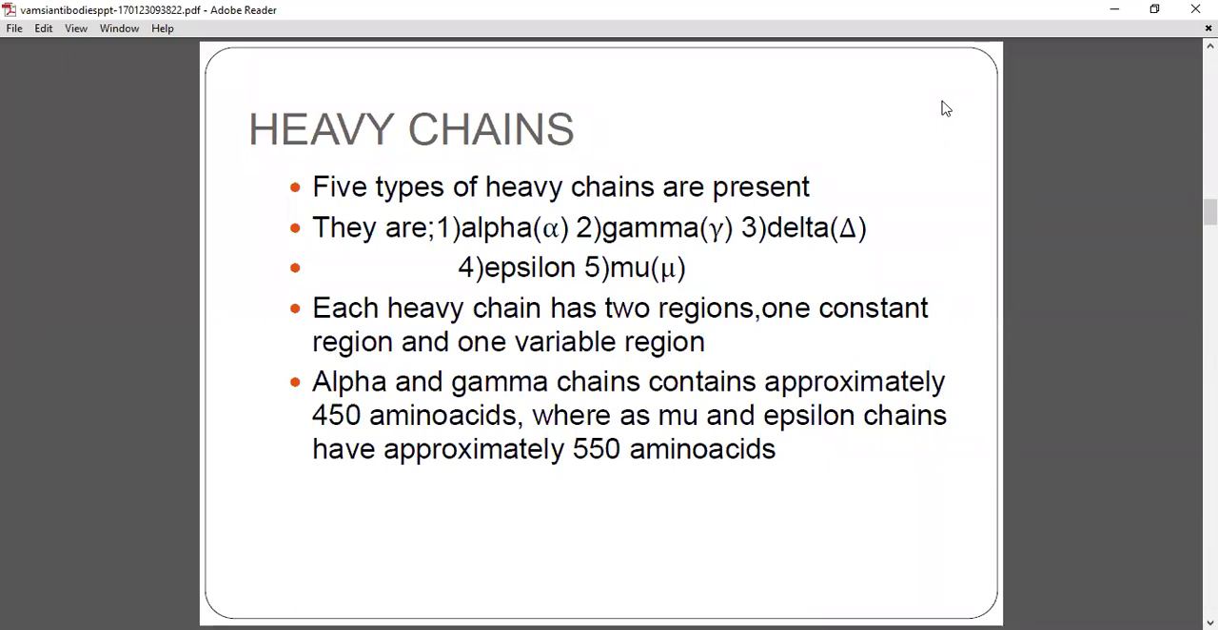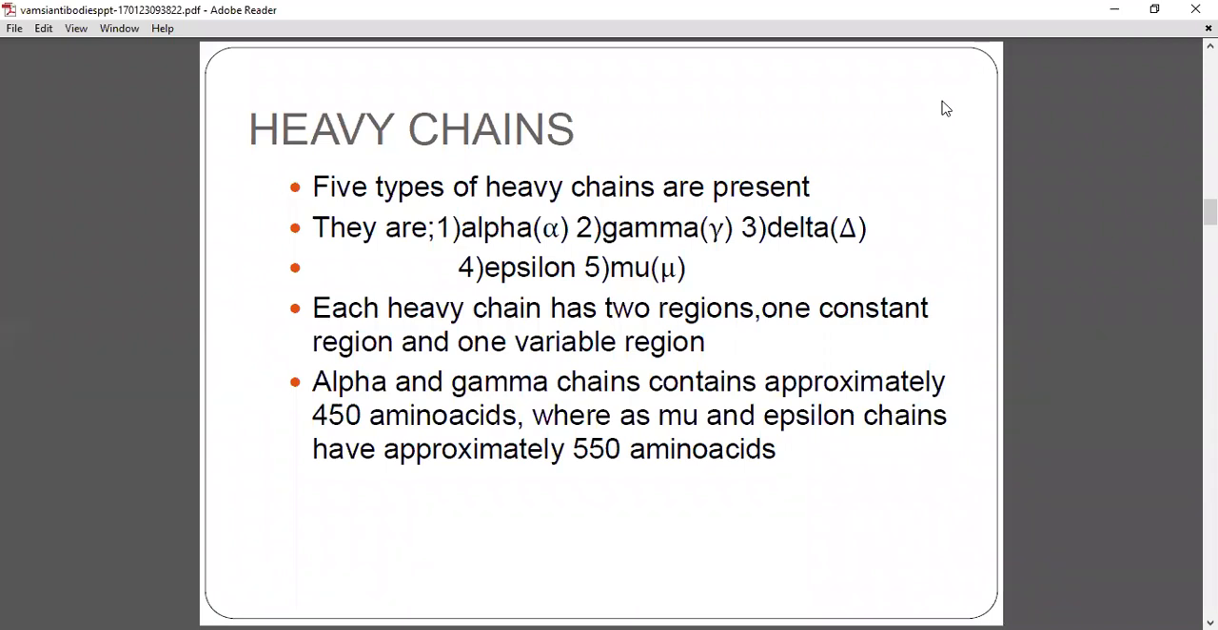Now, all immunoglobulins are designated alpha, gamma, delta, epsilon, and mu based on the heavy chain structure. So alpha, we have immunoglobulin A; gamma, immunoglobulin G; delta, immunoglobulin D for dog; epsilon, immunoglobulin E; and mu, immunoglobulin M.